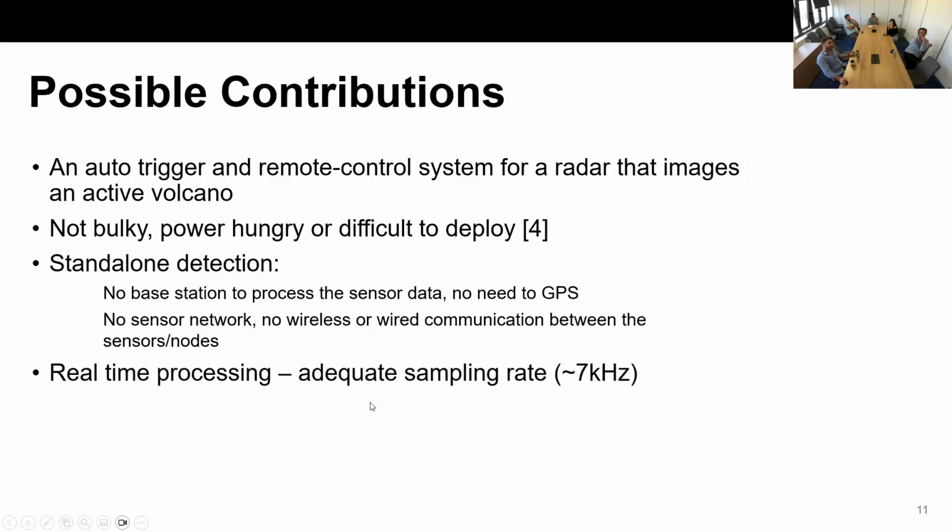It does real-time processing. It doesn't log or save any data. It gives us quite a fast sampling rate, which is around 7 hertz. Considering that the signals we are dealing with are all below 50 hertz, that's more than enough. And for risk mitigation, of course, it does remote sensing and automated detection, which reduces the security risk.